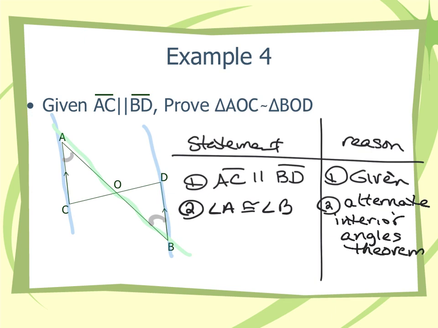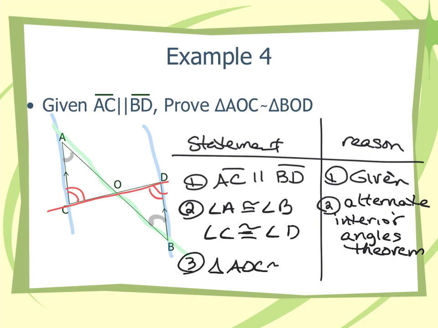Now, I could also draw another transversal this way and also say that C is congruent to D. And then I could just add this to the same reason. And now I have enough information to prove my triangles congruent. AOC is similar to BOD, and that reason is angle, angle. Now, if you would have preferred to just show one of the alternate interior, and if you wanted to instead show the vertical angles are congruent, that could have been a different step.